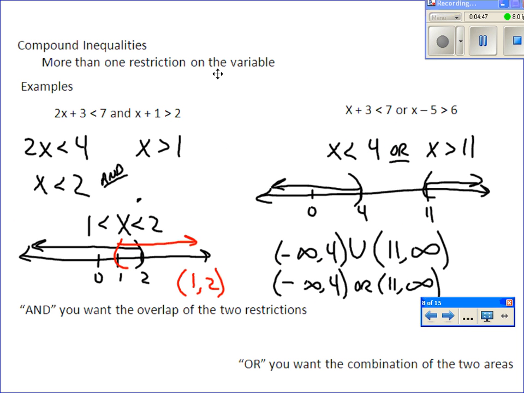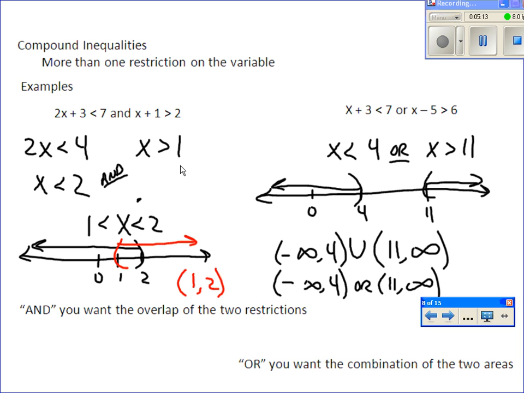Okay, compound inequalities, when you have more than one restriction on the variable. In these two examples, I just want to compare the and statement versus an or statement. So if we have 2x plus 3 is less than 7, and we also want x plus 1 to be greater than 2, if we solve each of these two inequalities, we get x is less than 2 and x is greater than 1. So we need both of these to be true.